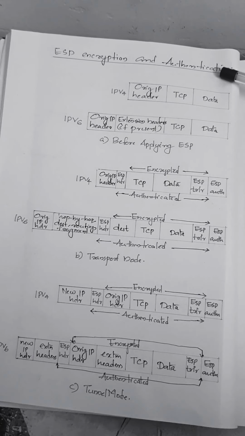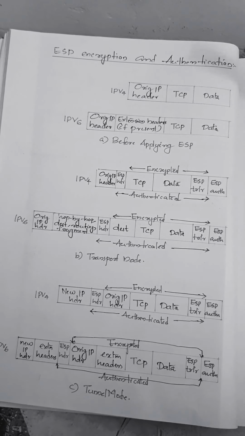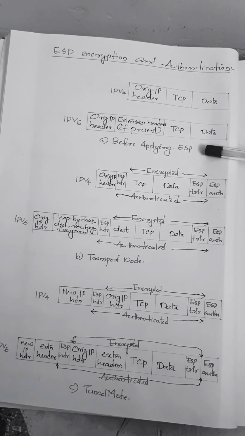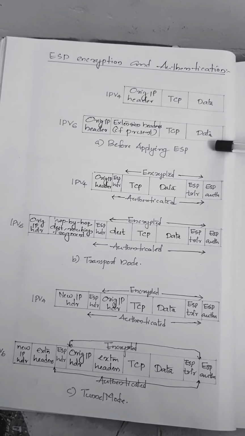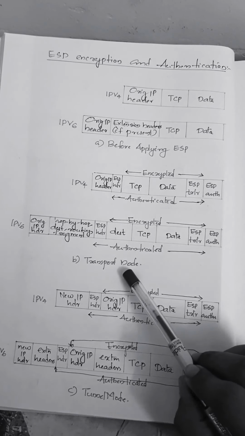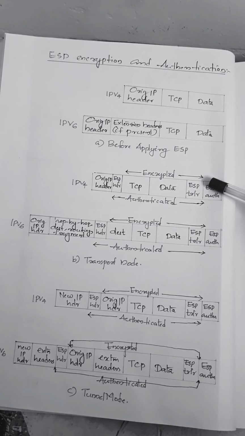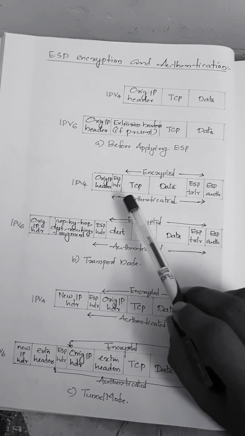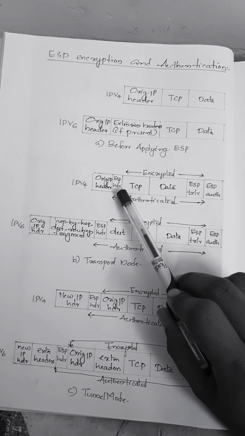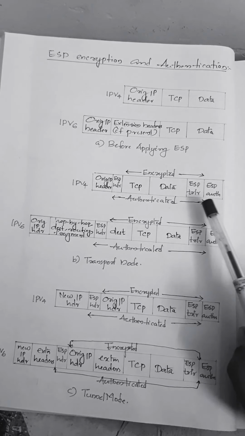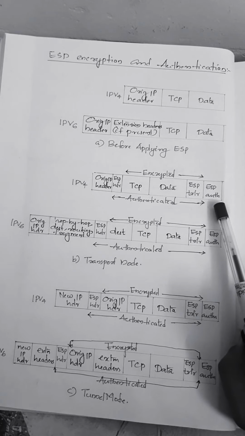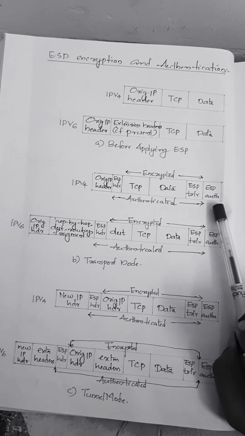And now we check the location of the ESP header in transport and tunnel modes. So this is the format before applying ESP. I already discussed that. Then while applying transport mode, see, before the data the ESP header is added, after that the ESP trailer is added. Finally, ESP authentication data is added.